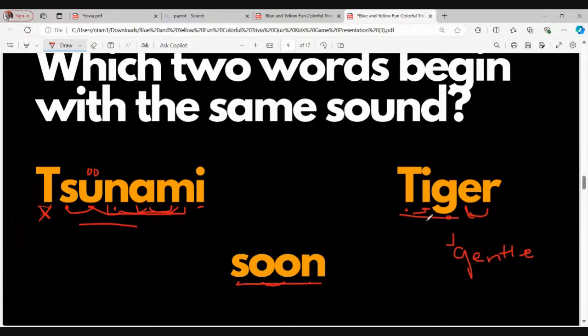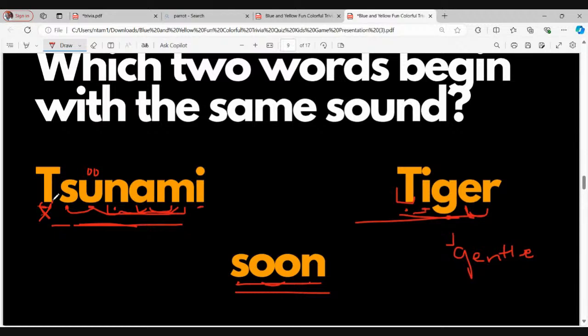Let's see what two words begin with the same sound. Remember, we have the words tsunami, tiger, soon. Now you are supposed to look at the words or listen to them, and say which two begin with the same sound. You cannot just look at them to determine which two begin with the same sound, because here you would say tiger and tsunami because they both begin with T.